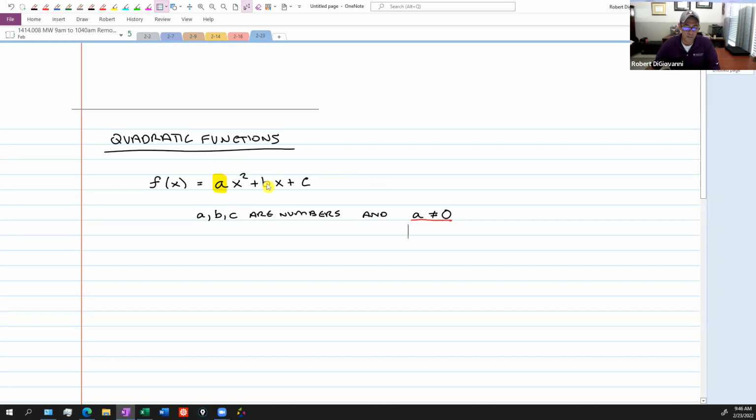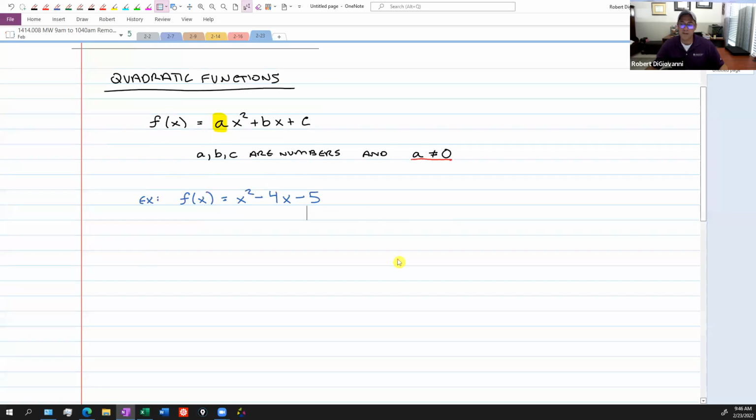You can have b be 0 and c be 0, one of them or both of them, it doesn't matter. But you just can't have a be 0. So let me give you some examples of quadratic functions. Here's the first one: f of x equals, let's go with something basic first. That's an example of a quadratic function.